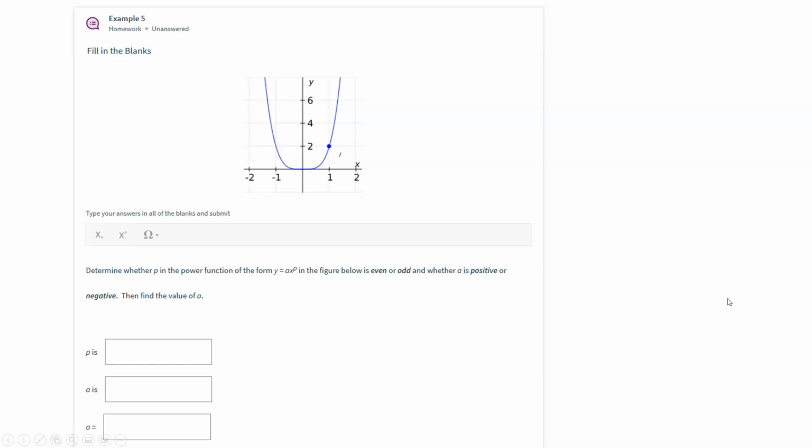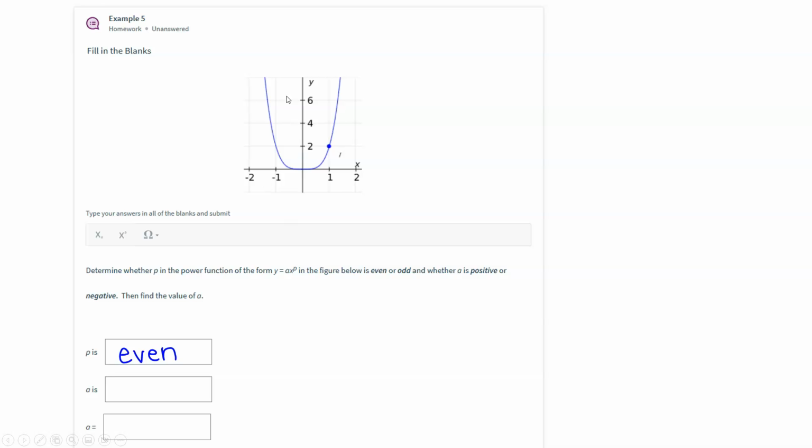For these last two examples, you're given a power function, and you're asked, based on what you see in the graph, whether p is even or odd, whether a is positive or negative, and then to actually find the value of a based on knowing it's a power function. For this first one, the end behavior of this graph, with both ends pointing in the same direction, is an indicator that p is going to be even for sure.